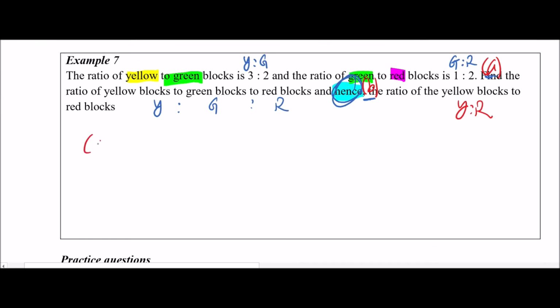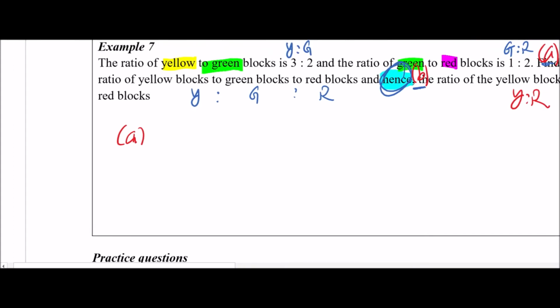Let's go into part A first. Let's write down the information that we have in the question. We have y is to g equals 3 is to 2. This is one thing that we have. We also have another piece of information: g is to r is 1 is to 2.